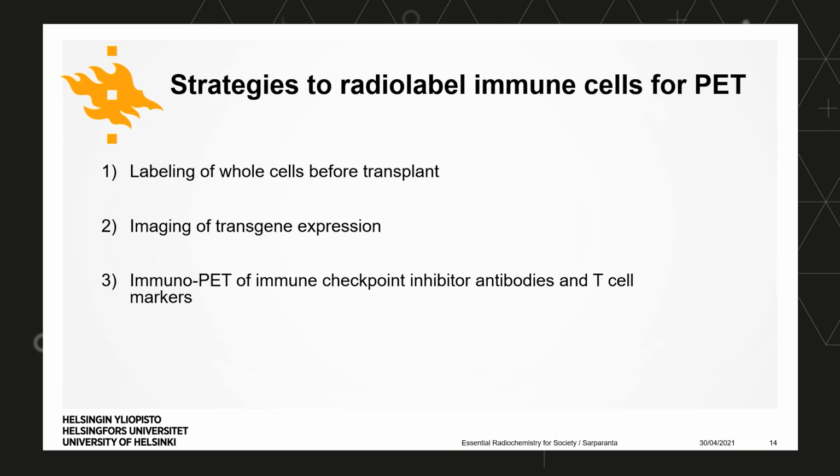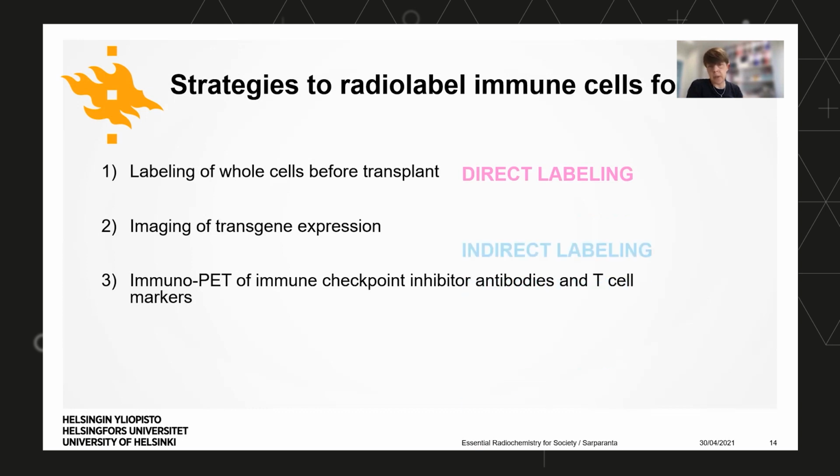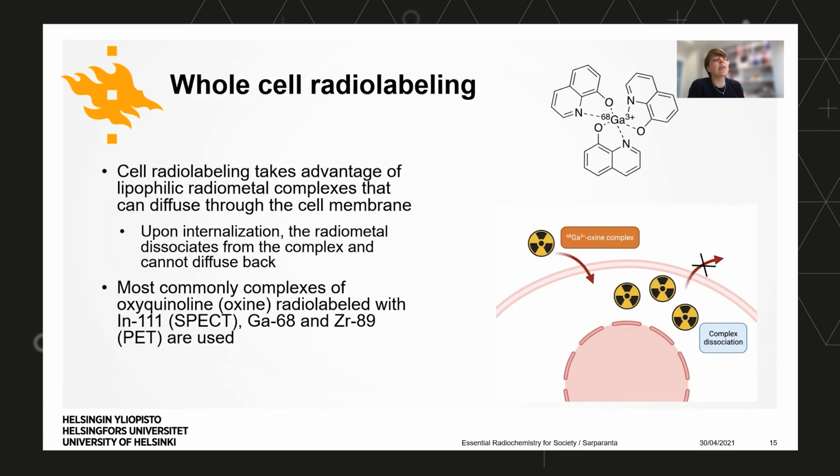The primary strategies to radiolabel immune cells for PET are labeling of the whole cells before transplant, the CAR T cells and CAR NK cells, imaging of transgene expression, and immunoPET imaging of immune checkpoint inhibitor antibodies and other T cell markers such as CD8. The first one is referred to as direct labeling, and the second and third ones as indirect labeling of the cells. Yeah, next slide.